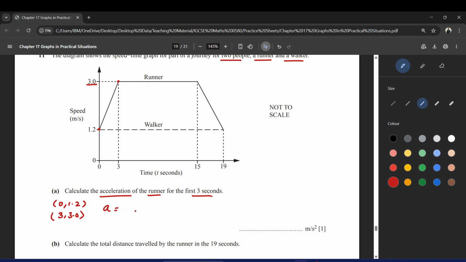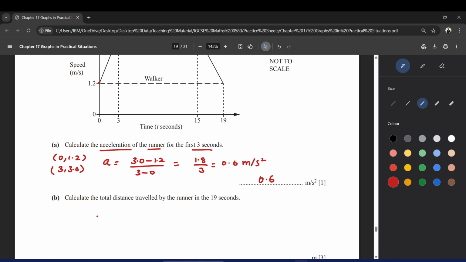So the acceleration will be equal to (3.0 minus 1.2) divided by (3 minus 0). So that would be 1.8 over 3, which gives us 0.6 meters per second squared.